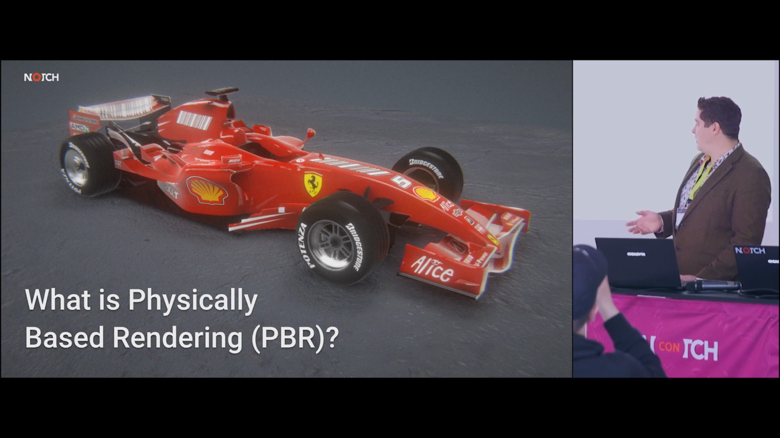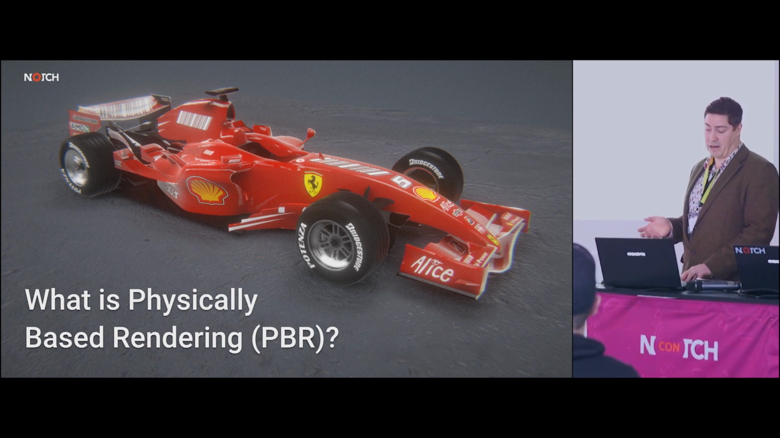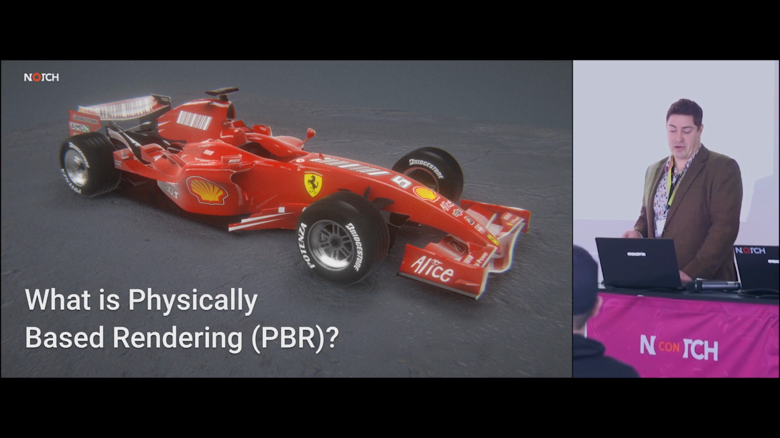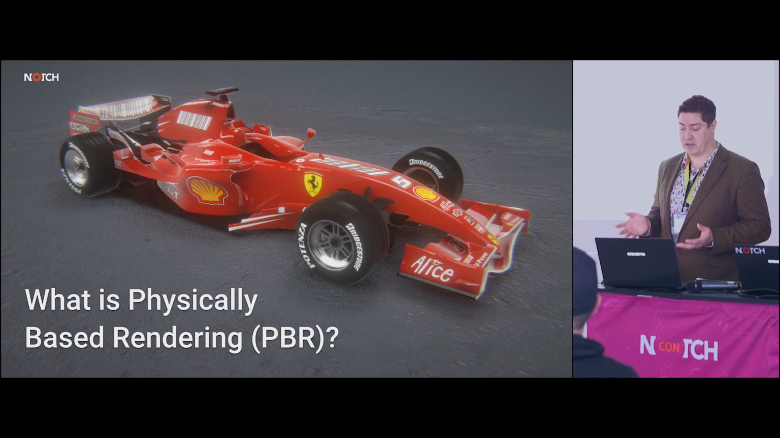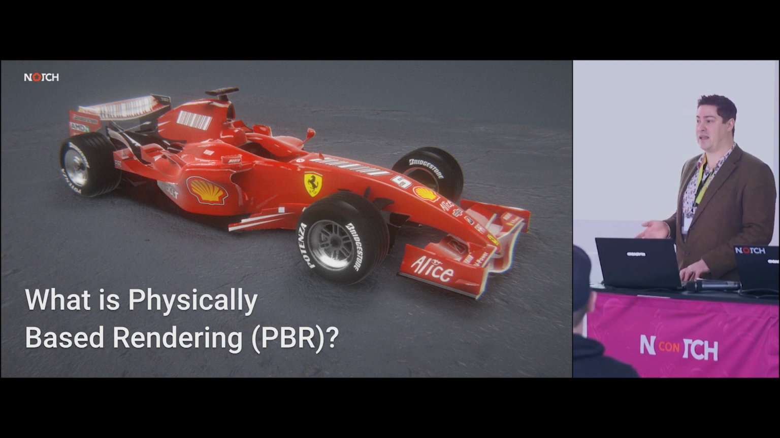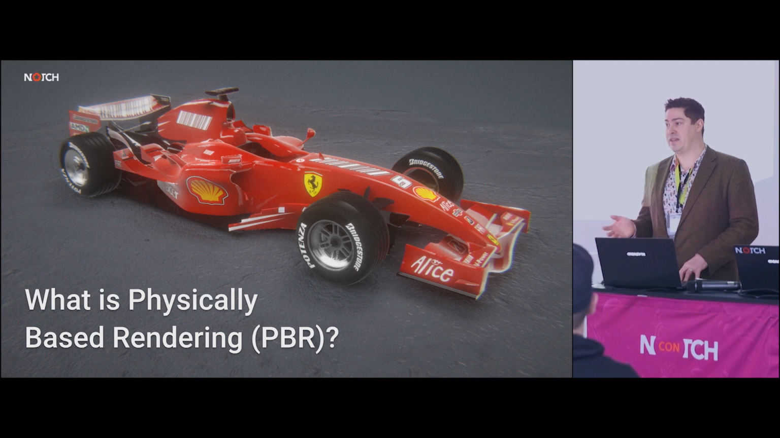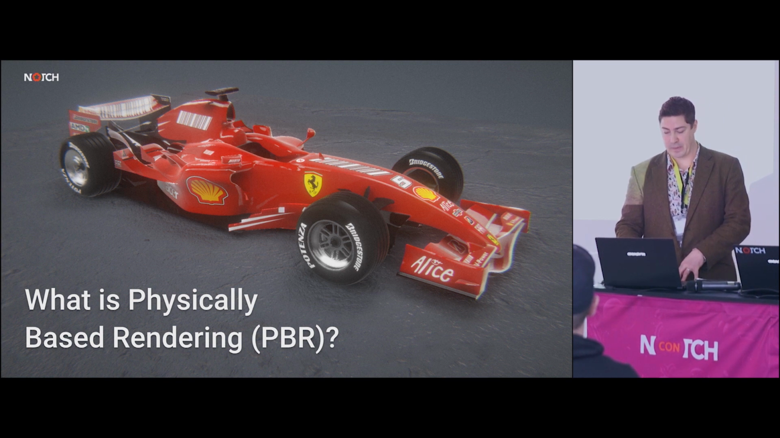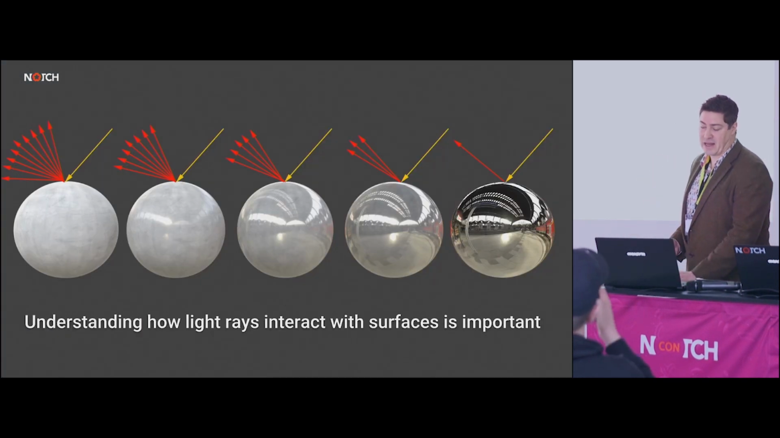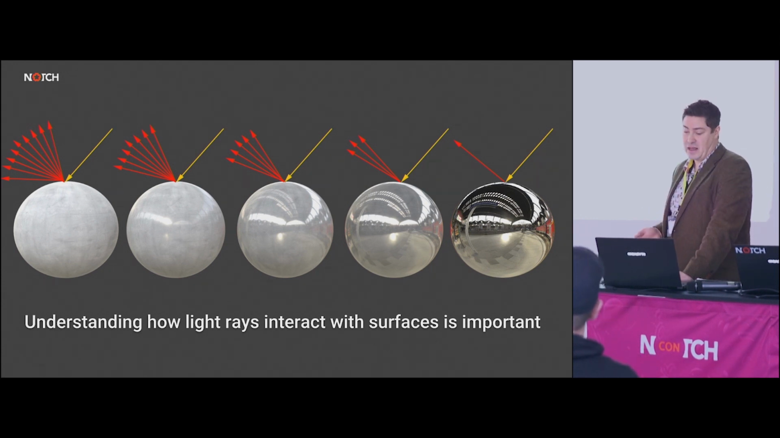So what is physically based rendering, or PBR? Physically based rendering is a method of shading and rendering that provides a more accurate representation of how light interacts with surfaces. It's a technique that mimics the real-world materials more accurately. We use this technique so that our materials have more realistic responses in real time. But to better understand PBR, we need to understand how lighting actually affects materials in the real world.